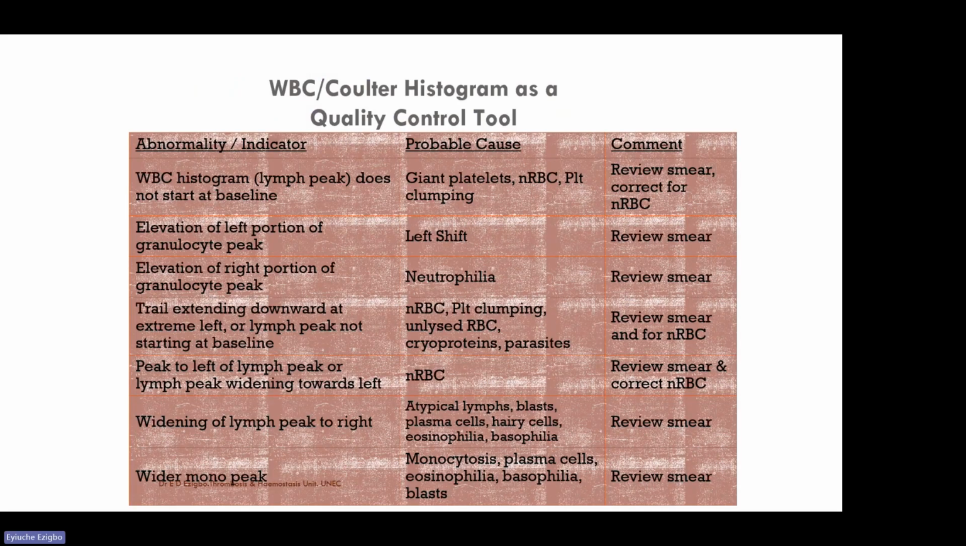So, histogram as a quality control tool. This histogram can be used to check what is really happening with the machine or with the patient sample. Abnormality or indicators, probable cause, comments. The white blood cell histogram does not start at baseline. That may be as a result of giant platelets, nucleated red blood cells, or platelet clumping. They say review smear.